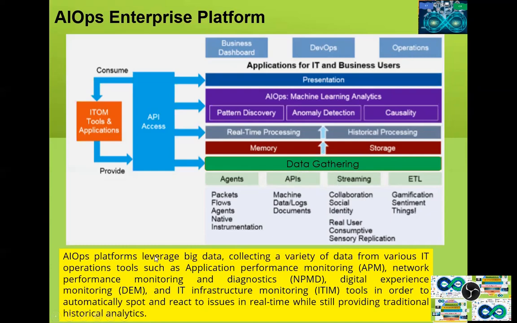You can see AIOps platforms leverage big data, collecting a variety of data from various IT operations tools such as application performance monitoring, which is monitoring plus data gathering, because to monitor you need to gather. The network tool, and digital experience monitoring, DEM, and IT infrastructure monitoring tools, in order to automatically spot and react to issues in real time while still providing traditional historical analytics, tracking issues faster than the traditional ITSM. ServiceNow and ticketing management tools are there, but this is a much more effective way to automate things. So let's discuss it later, but it's a very important topic: the AIOps enterprise platform.